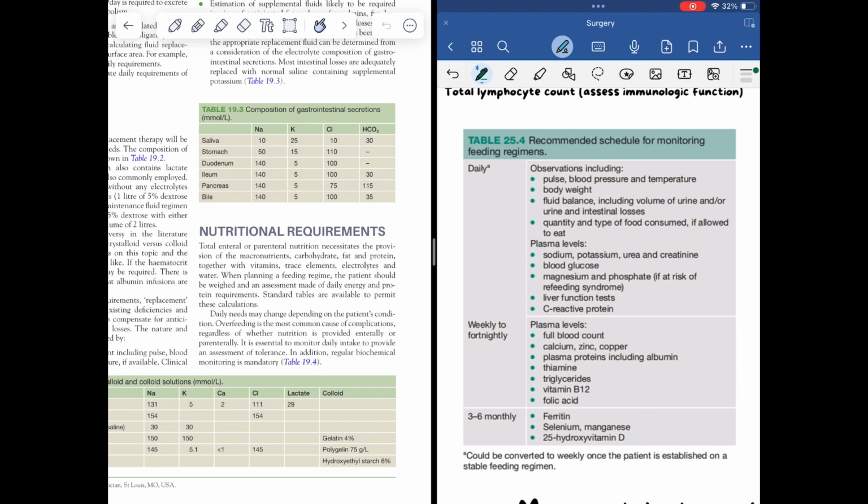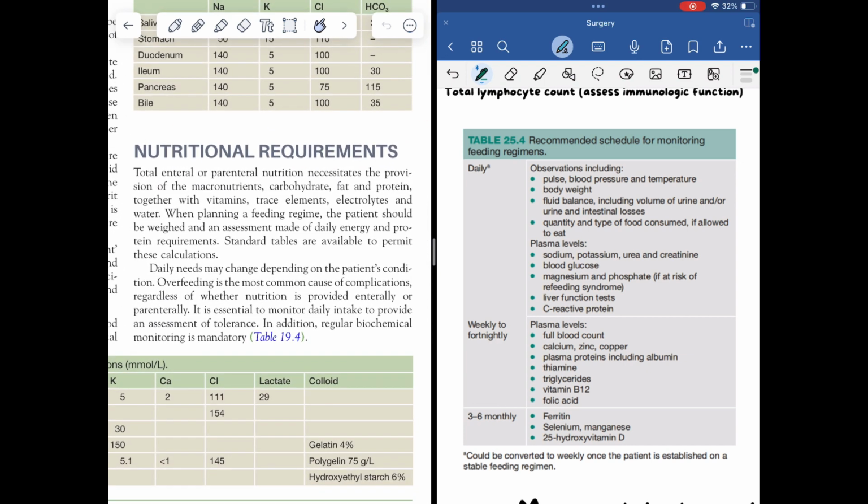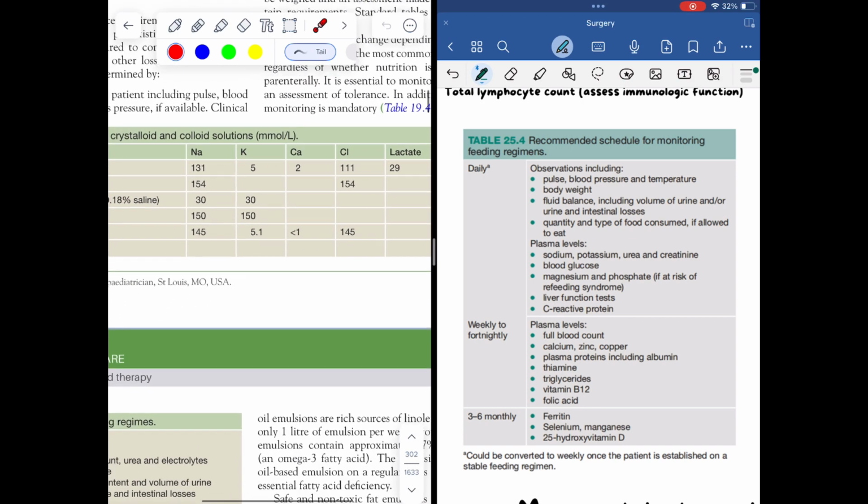Now we're going to talk about the nutritional requirements. So, total enteral or parenteral nutrition. We have two types of nutrition, enteral nutrition and parenteral nutrition. Whatever the mode of nutrition we're giving, when planning a feeding regime, the patient should be weighed and an assessment made of the daily energy and protein requirements. We have to do that in order to avoid overfeeding, because overfeeding is one of the most common causes of complications.